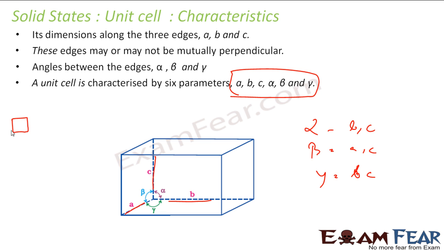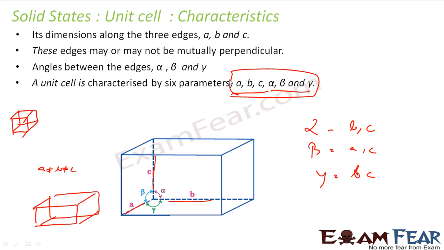Because if you make A, B and C equal and alpha, beta, gamma 90 degrees, you will get a cube, where A, B, C are equal and alpha, beta, gamma are 90. And if A is not equal to B is not equal to C, but alpha, beta, gamma are equal and they are 90 degrees, then you will get a cuboid, something like this.